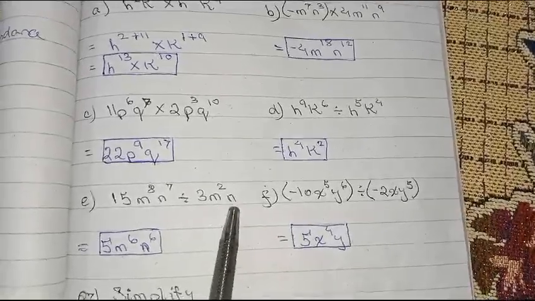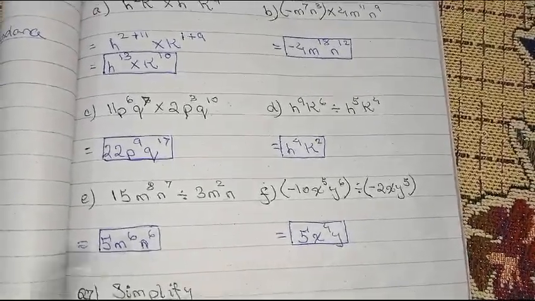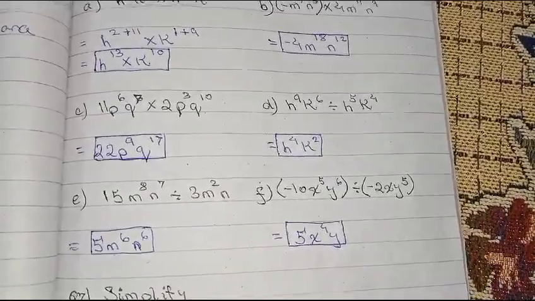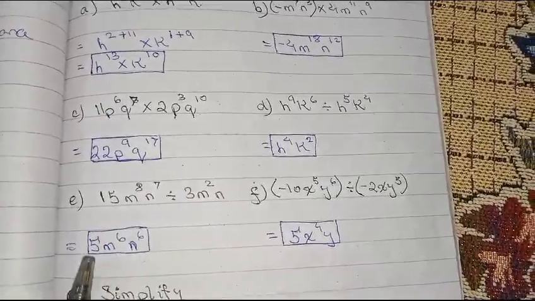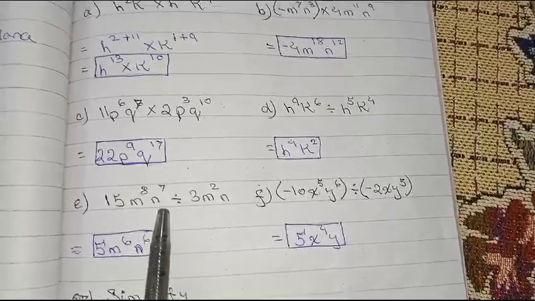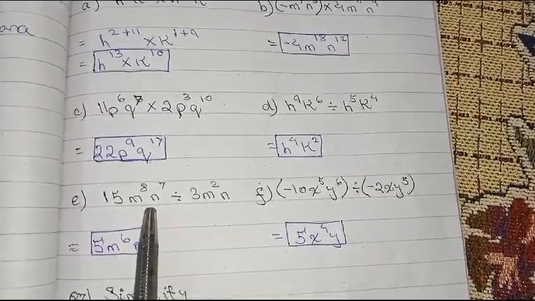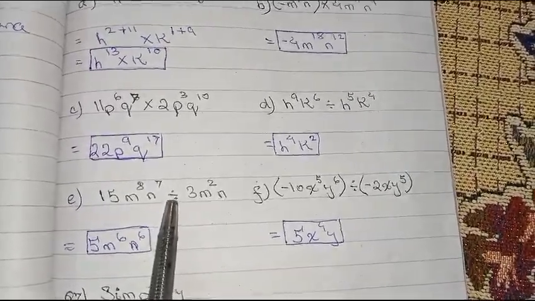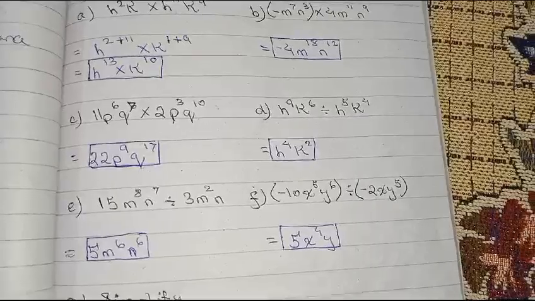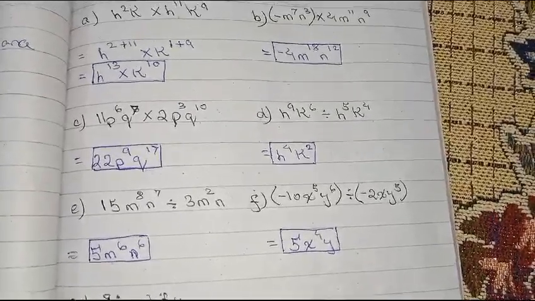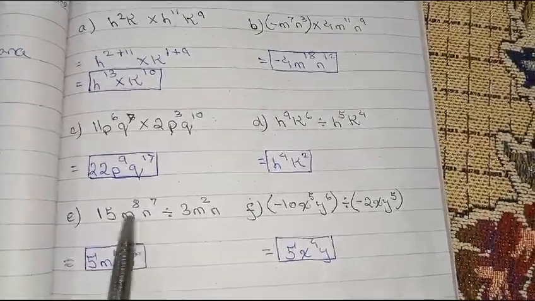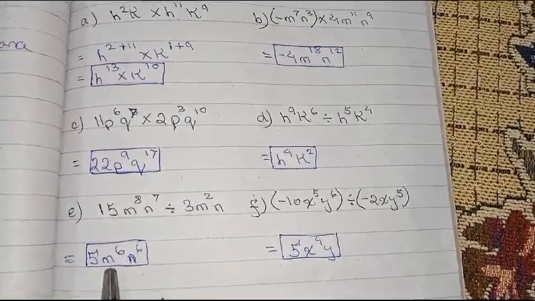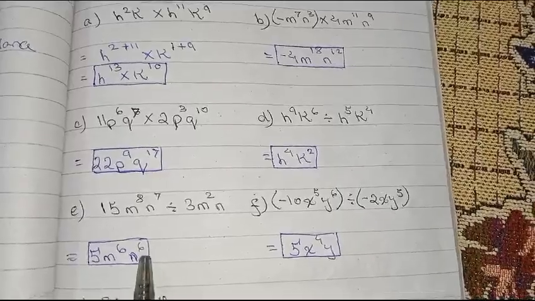If there is no power written, it means its power is always 1. So we can divide 15 by 3 and we get 5m, and when the bases are the same, in division we subtract the powers, and in multiplication when the bases are the same we add the powers. So 8 will be subtracted by 2, and we get the result 5m power 6 n power 6.